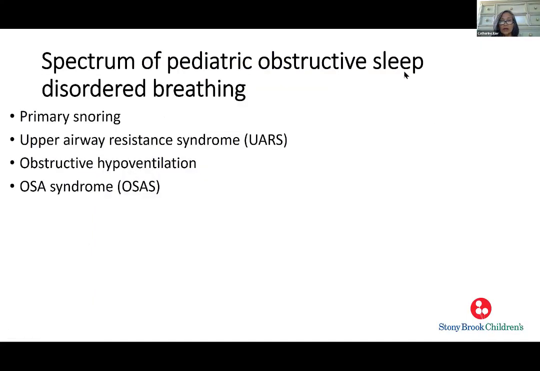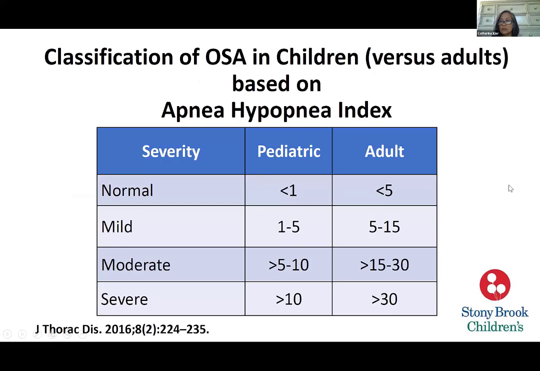I asked that question before going into the categories for the classification of OSA in children based on the apnea-hypopnea index. You can see here that in terms of severity, there is a big difference in the range for normal, mild, moderate, and severe. So you could actually underdiagnose your pediatric patient if you are using the adult severity criteria for the AHI.